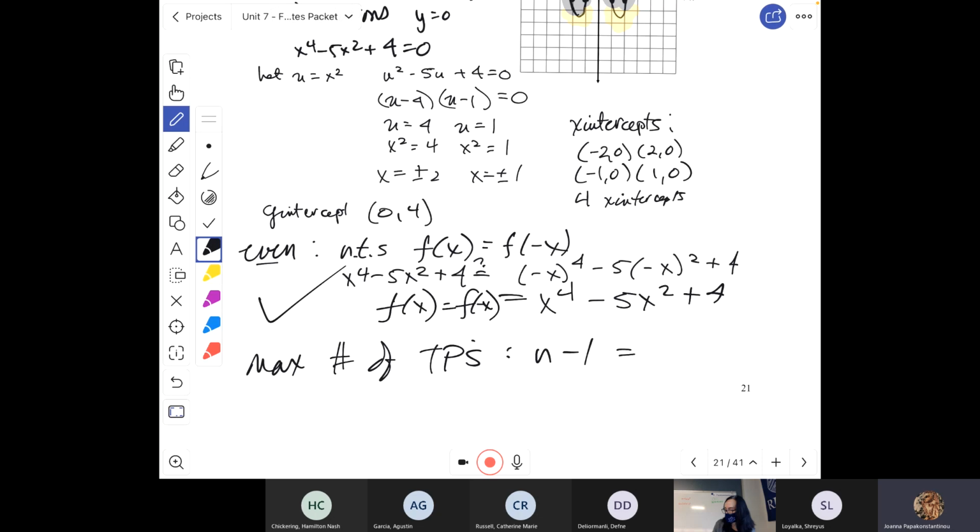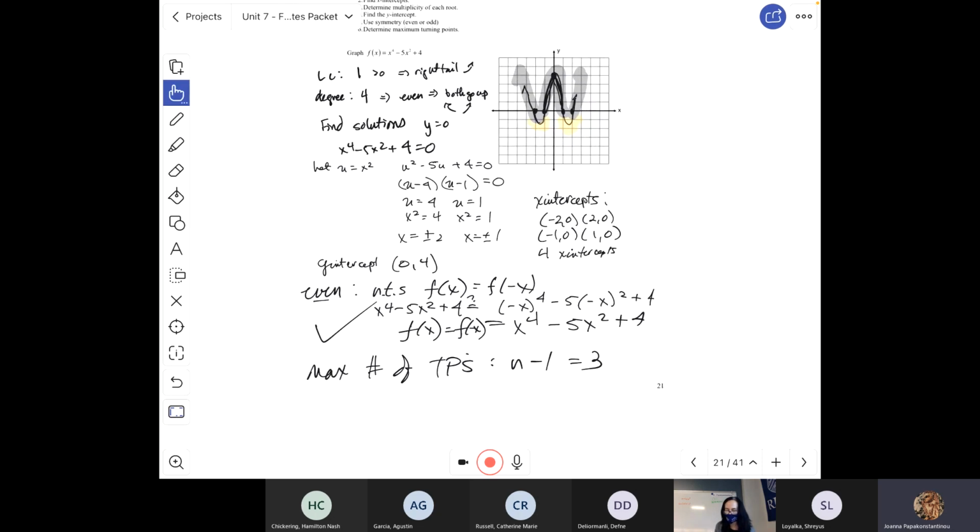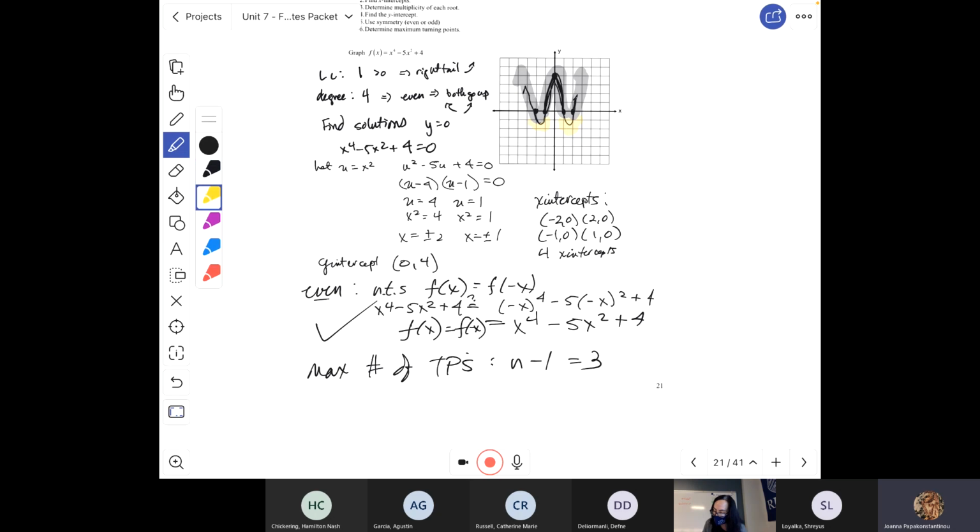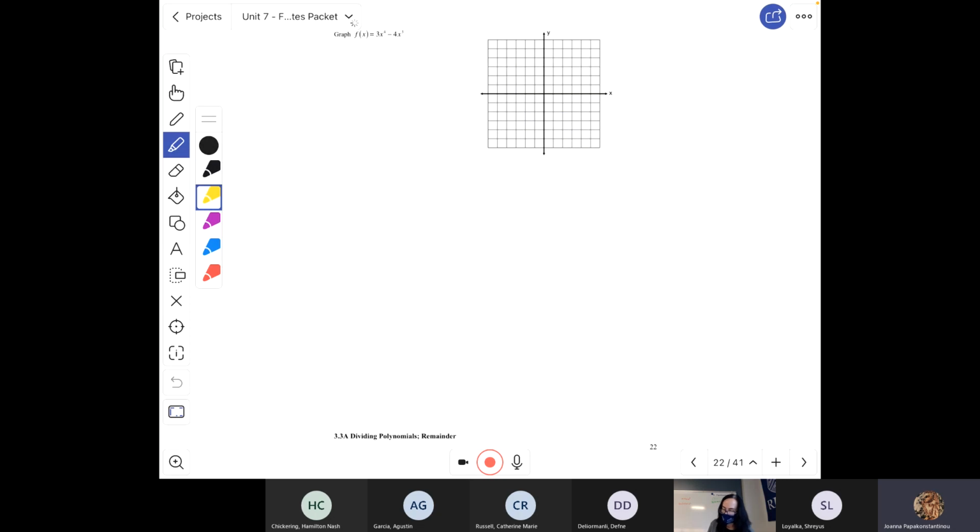4 minus 1 is 3. Yes. So that would be, in a nutshell, a big, beautiful problem on a test. Right? So I'm looking for tails. I'm looking for intercepts. Am I really looking for this? No. But I need to know it passes through. Let's do another one, because they can get a little weird in your eyes.